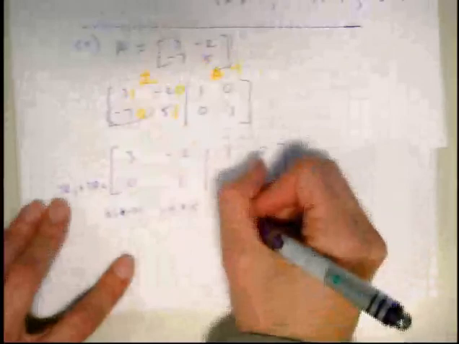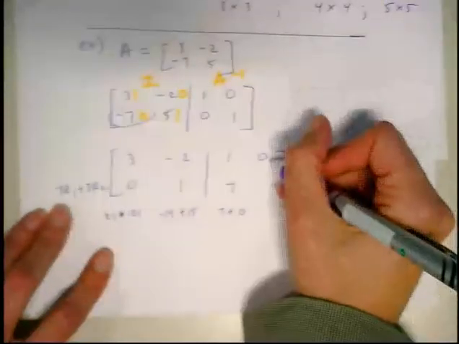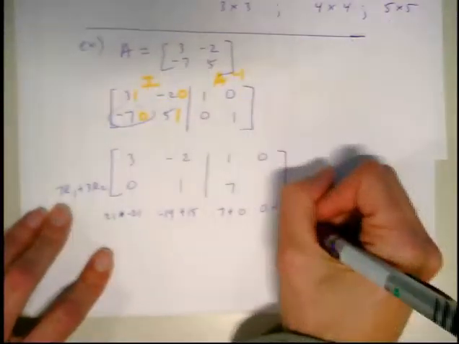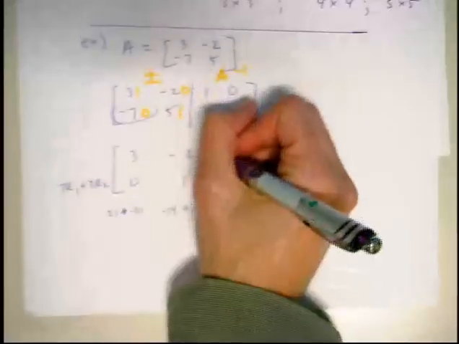And then over here, I want 7 times row 1, which would be 7, plus 3 times row 2, that would be 0. So 7. And then over here, 7 times row 1, 7 times 0 is 0, plus 3 times that original row 1, 3 times 1 is 3. Okay, my next goal is to get 0 in the other spots.